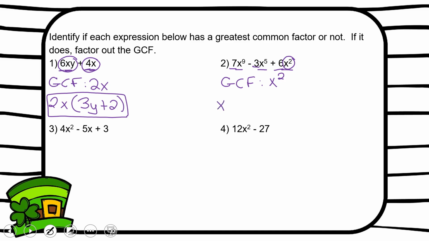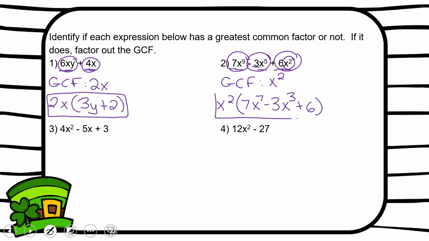So to factor it out, you write it out front, and then we're going to divide each term. 7x to the 9th divided by x squared is 7x to the 7th. Minus 3x to the 5th divided by x squared is minus 3x cubed. And then if you divide 6x squared by x squared, you're left with just 6. So that would be the factored form.